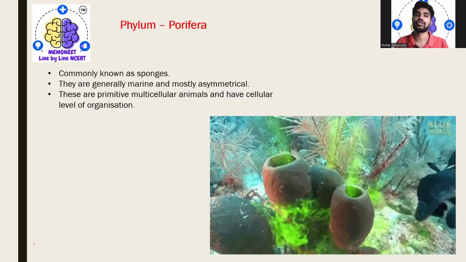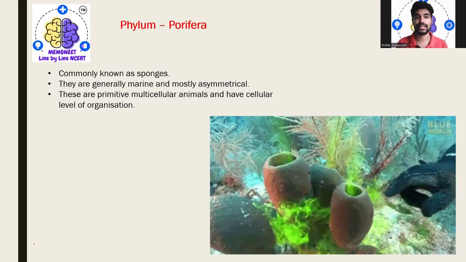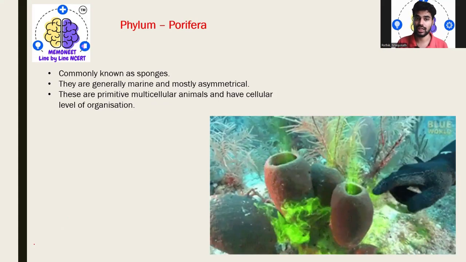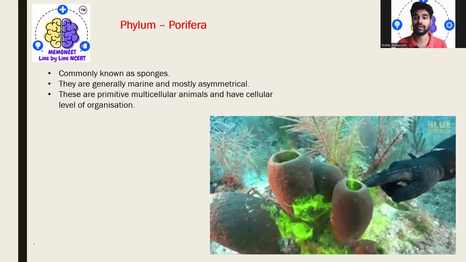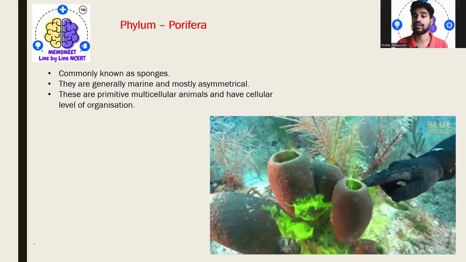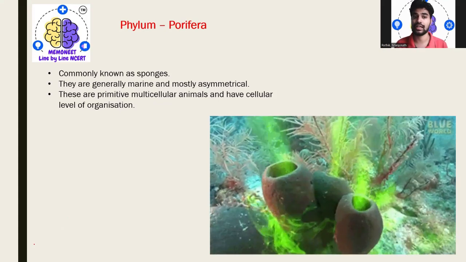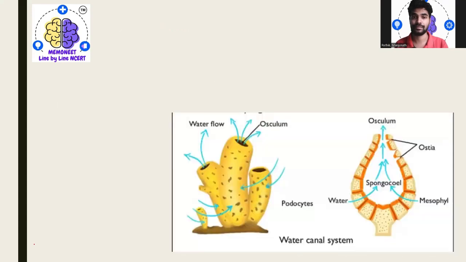Classification of animals. So phylum Porifera. Phylum Porifera are commonly called sponges, and they are generally marine and mostly asymmetrical, that means they cannot be divided into two equal halves. They are primitive multicellular animals and they have a cellular level of organization, where cells perform their independent functions.